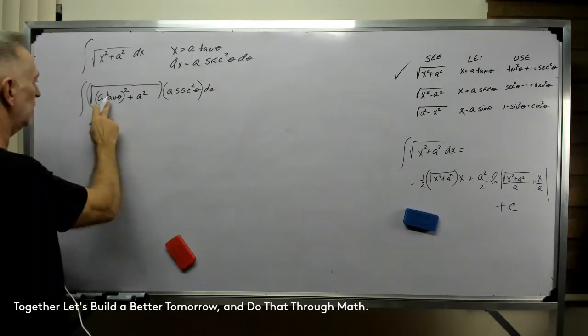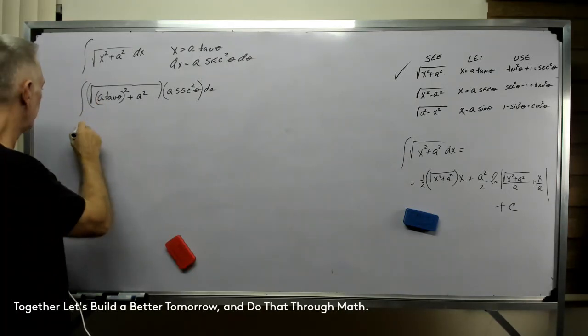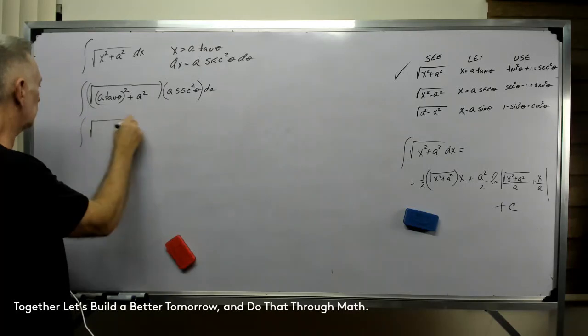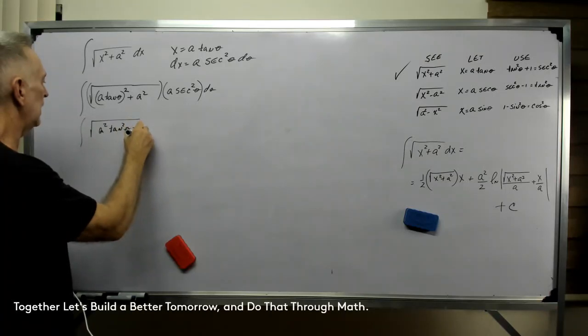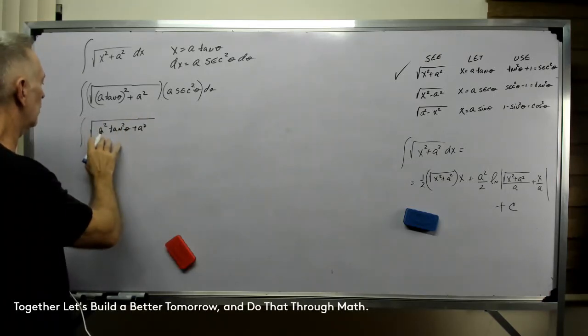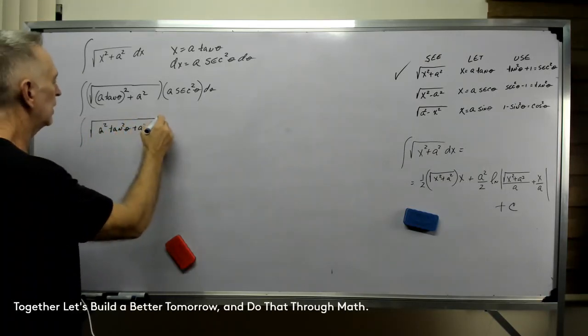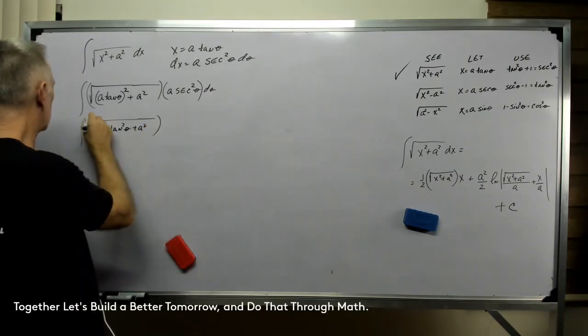All right, let's go ahead and square this term. So we have the integral, the square root of a squared tangent squared theta plus a squared, all under the radical.